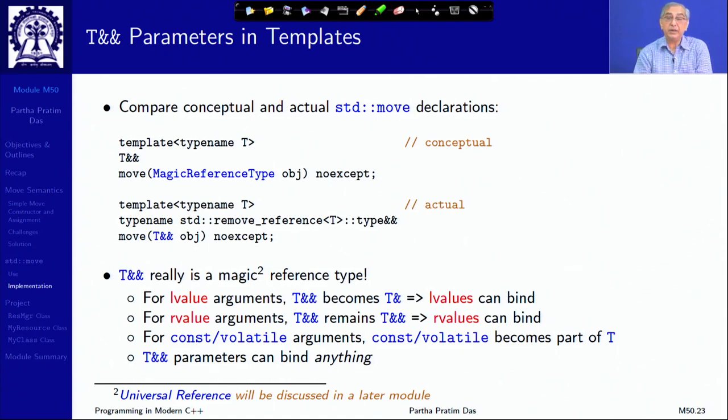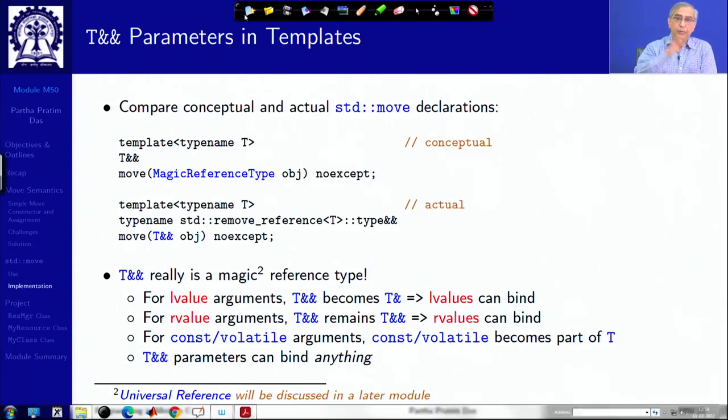So, here I have just summarized the beauty of T&& or R value reference parameter in a template so that you can remember it. The main point to take back is that if it gets an L value argument, it treats it as an L value reference. If it gets an R value argument, then it treats it as an R value reference. So, it kind of does a swap in any way. Right. So, we will talk about this a lot more in a later module when we talk about universal references.